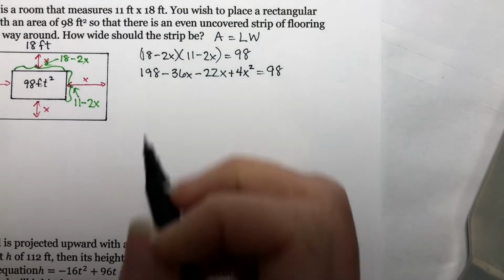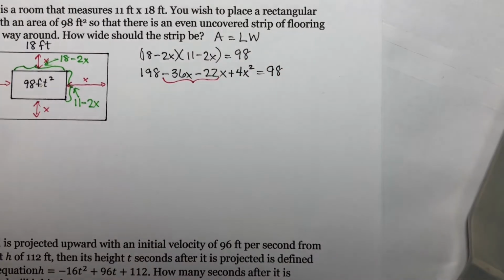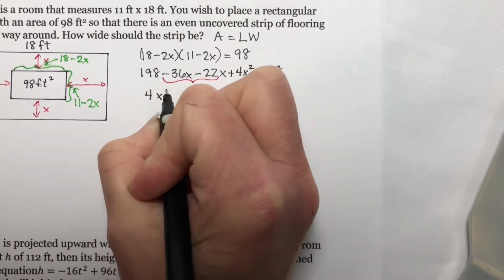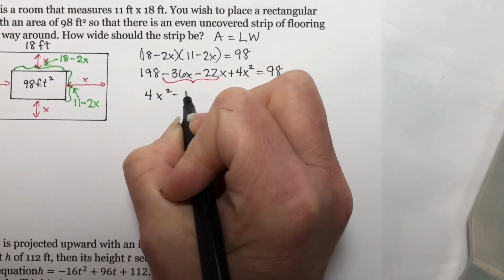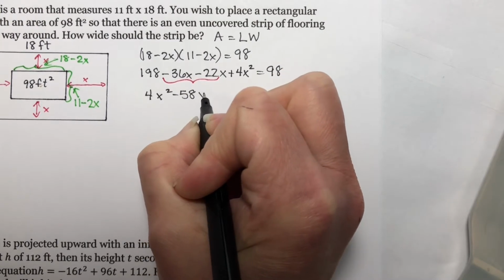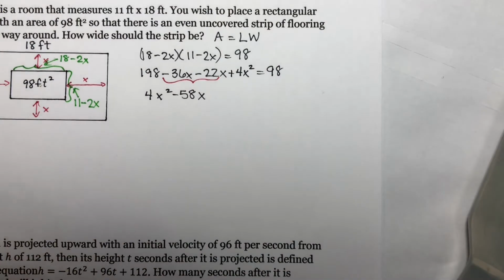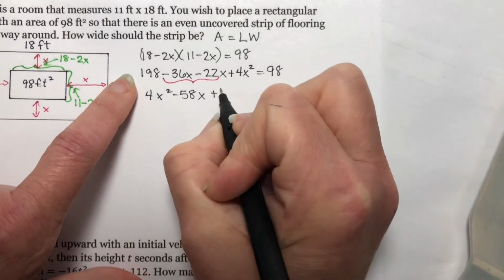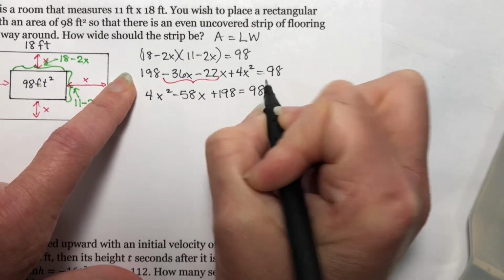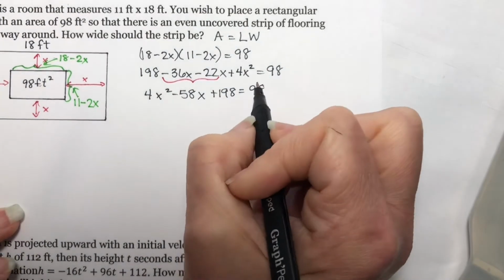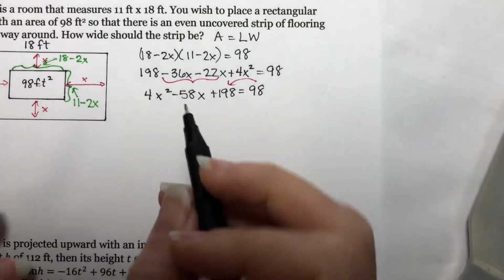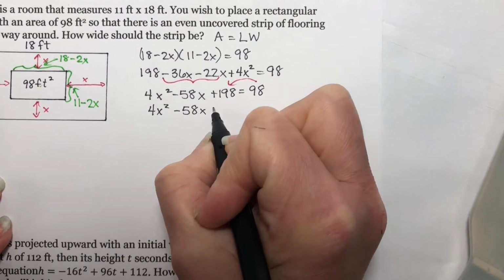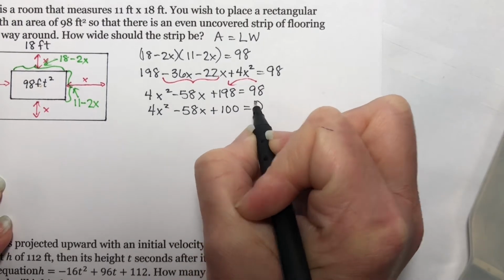Okay. Now I'm going to combine these two and then rearrange the left-hand side so that my square is in the front. That gives me 4x squared minus 58x. Is that right? Yeah, and then I have plus 198 is equal to 98. Now I'm going to need a 0. So I'm going to subtract 98 from both sides, and I have 4x squared minus 58x plus 100 is equal to 0.